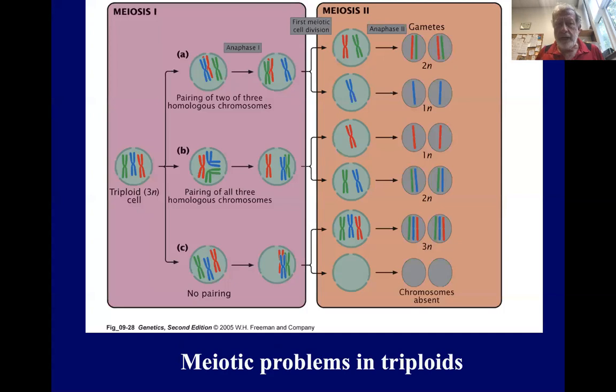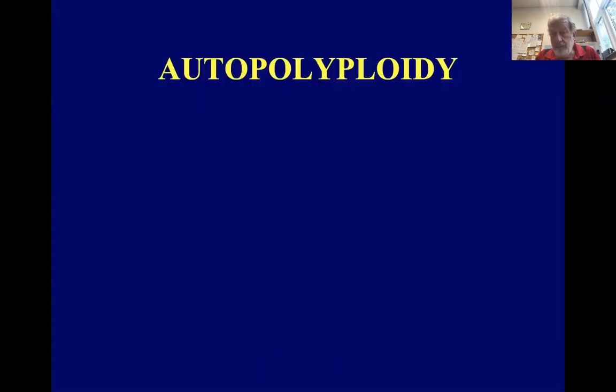And this shows some meiotic problems in triploids. Either there's no pairing among the 3 chromosomes, they may all pair up together, or 2 may pair up together, leaving a 3rd one out. And either way, that's often going to cause messed up gametes, either diploid gametes, sometimes triploid gametes, sometimes monosomic gametes, etc. So there can be some messed up things, although sometimes it can work out okay as well.